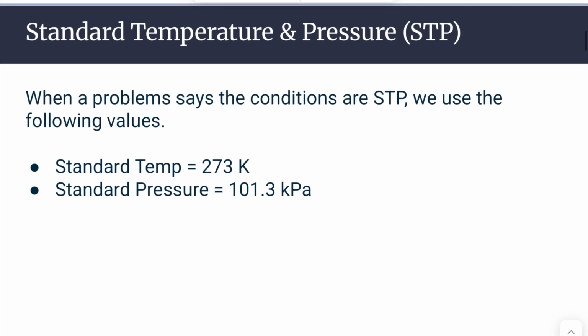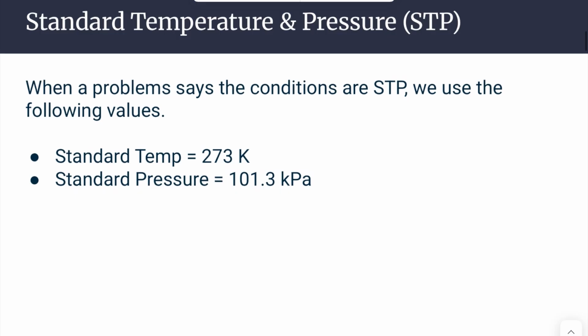All right, and one thing to note, because we have temperature and pressure, there are conditions called standard temperature and pressure. We abbreviate that as STP. So if you're doing a calculation and a problem says the conditions are STP or at standard temperature and pressure, we use the following values. Standard temperature is 273 Kelvin, and standard pressure is 101.3 kilopascals. You do need to know those two values. They are not provided on your formula sheet.